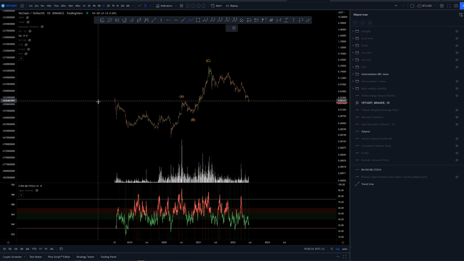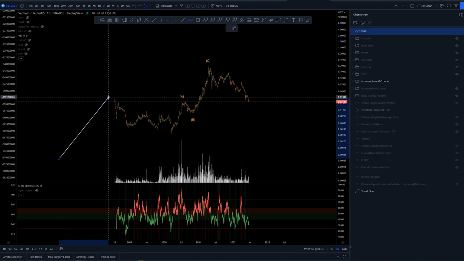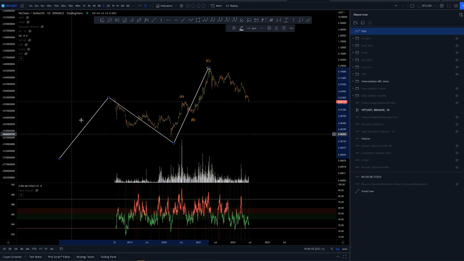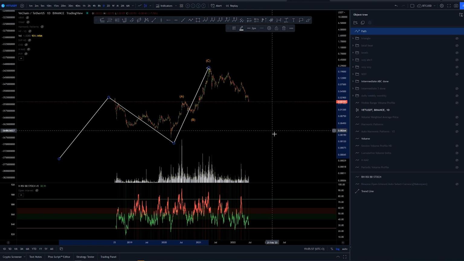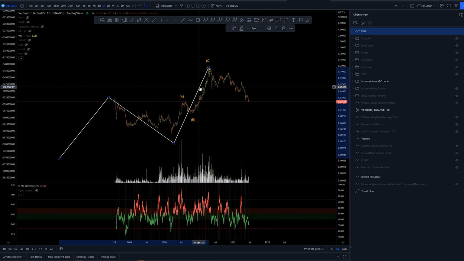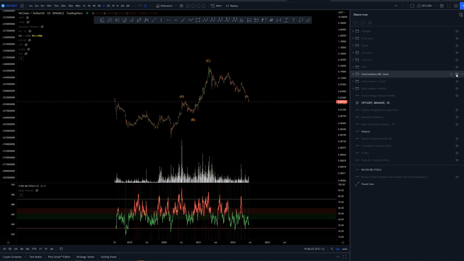This also could be just something like this, that we are correcting higher and then we are actually dumping down more and more. But just one scenario again.